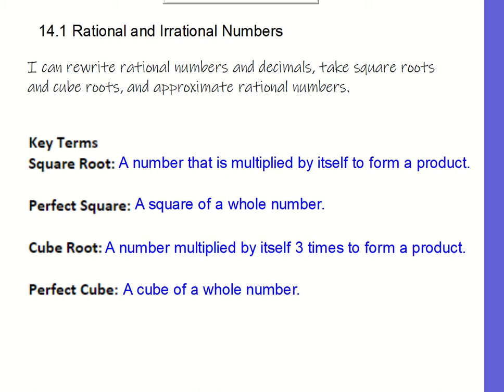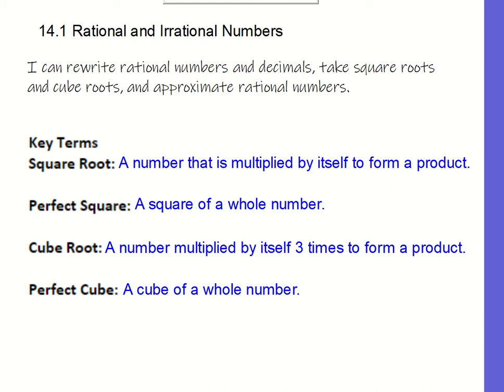Your I can statement is I can rewrite rational numbers in decimals, take square roots and cube roots, and approximate rational numbers. Alright, so let's look at your key terms. Square root, make sure you pause the video and write all of these down, and then write down our examples as well. Square root, the true definition is a number that is multiplied by itself to form a product.